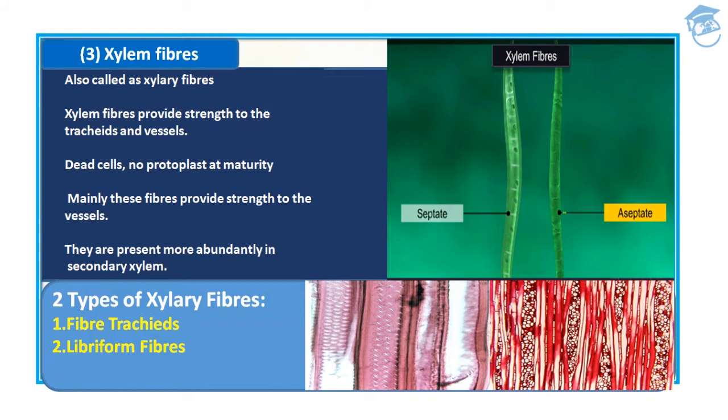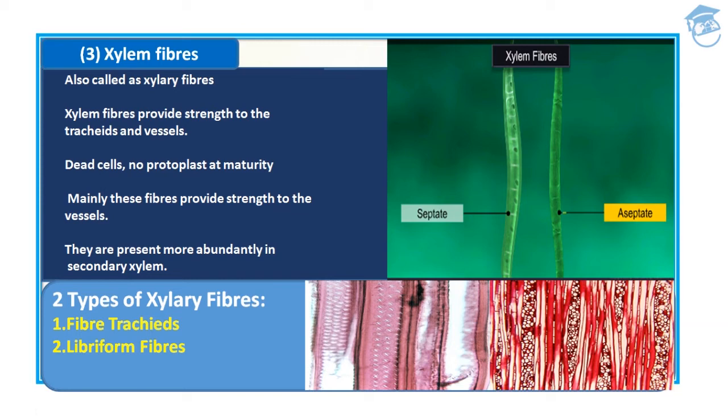Now the third cell of xylem is xylem fiber, which is also called xylary fiber. They are represented by dead sclerenchyma fibers that are found in between vessels and tracheids. Xylem fibers are meant for providing mechanical support to the xylem elements. Okay, it has no protoplast at maturity, hence they are considered dead cells. Mainly, these fibers provide strength to the vessels.